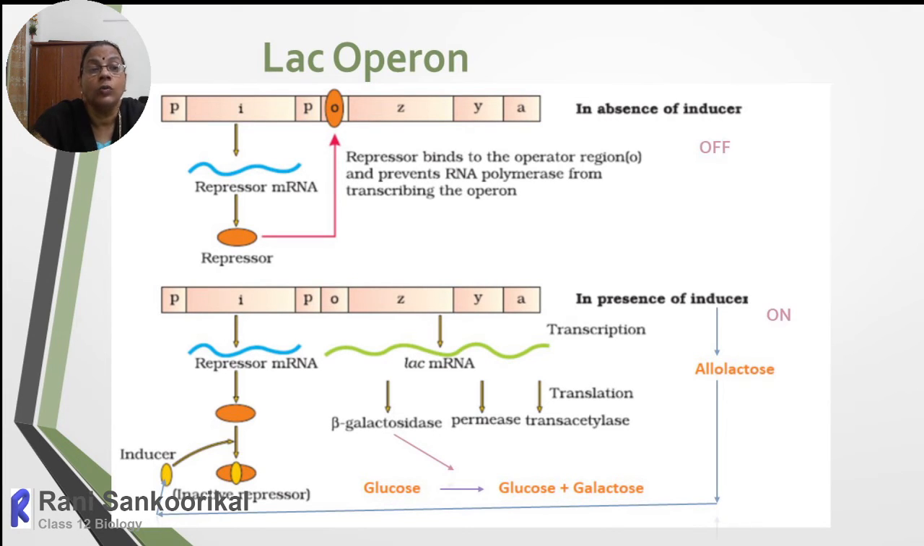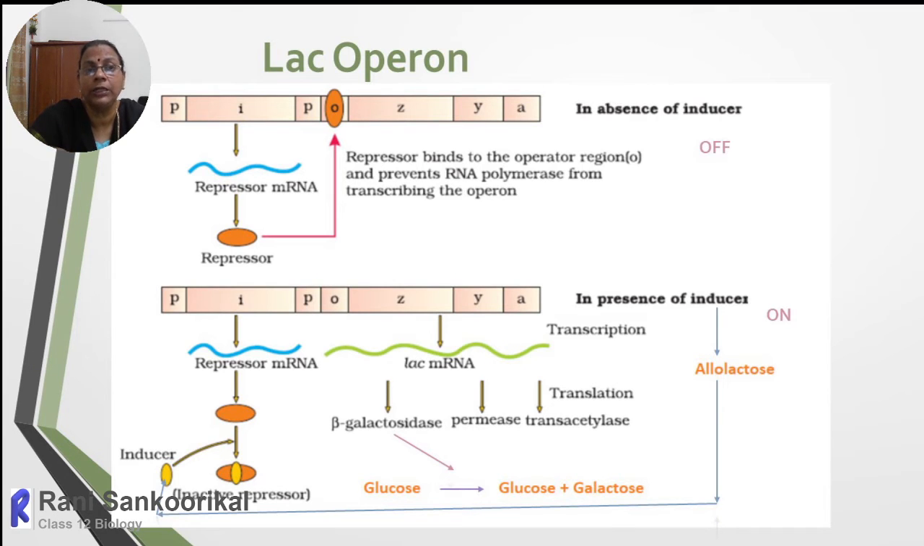So how is this operator made on, and how is this operator made off? Here, as I already said, the I gene, which is constitutive in action, undergoes transcription and produces a repressor mRNA. When translation of this repressor mRNA takes place, it produces a protein. That protein is called the repressor protein.